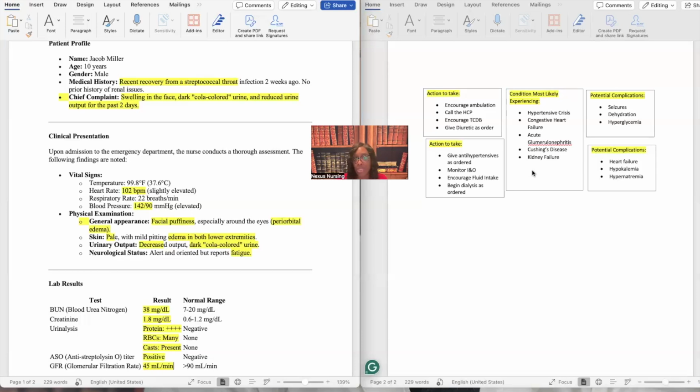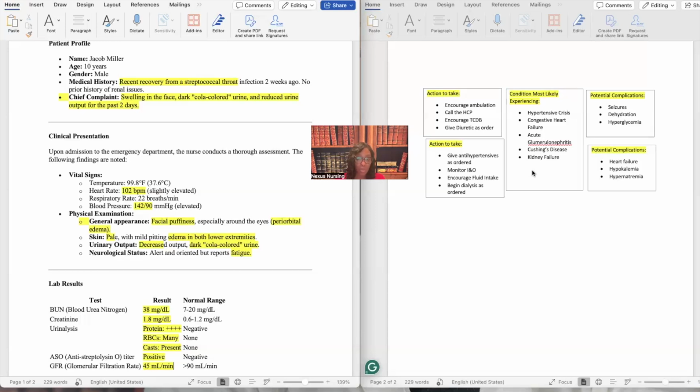All right, let's look at the other side, potential complications. You have to choose one potential complication from each box. Let's look at the top box. It says seizures, dehydration, and hyperglycemia. What is a potential complication we're going to be concerned about when it comes to this patient? Seizures, dehydration, hyperglycemia. What do you think? And I hope that you guys all chose seizures.